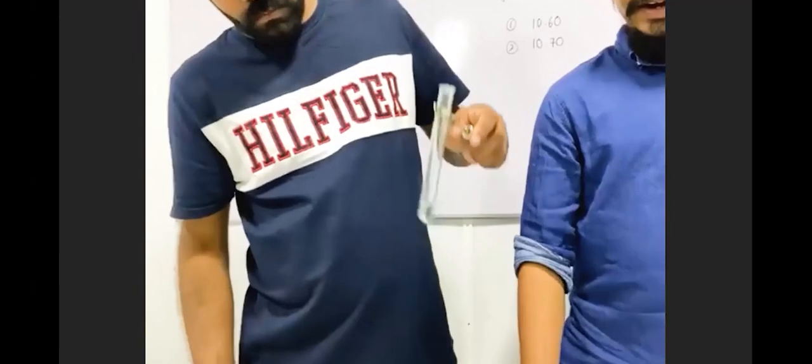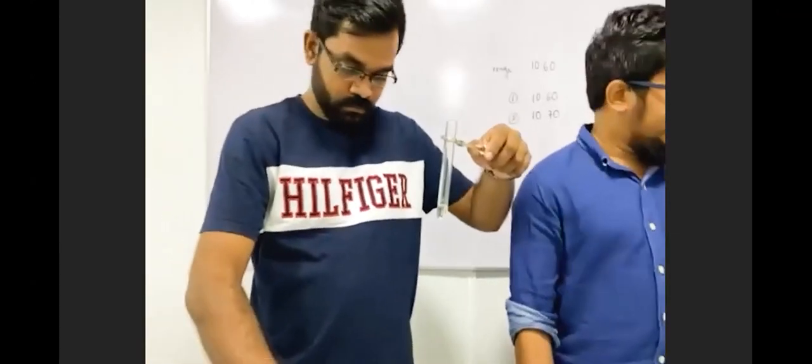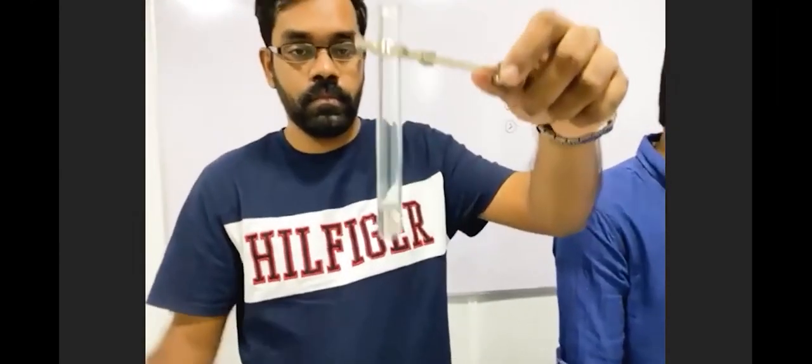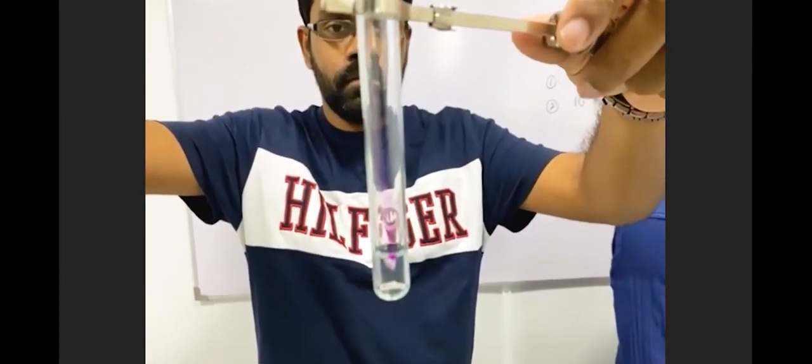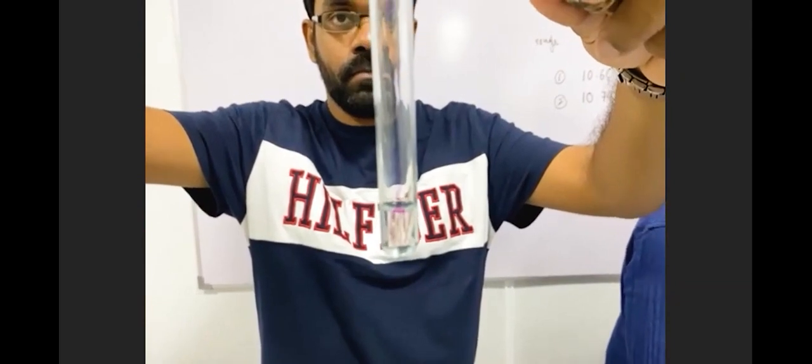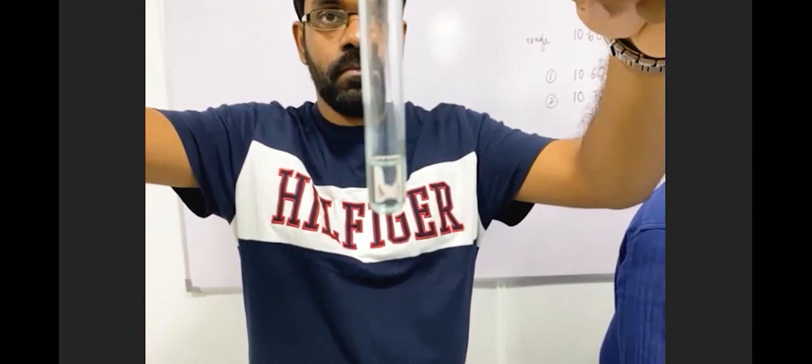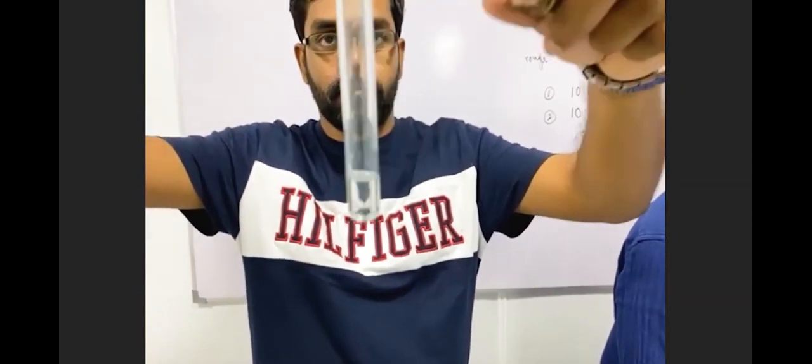For FA9, we're going to add KMnO4. So clearly, watch this. Can you see the color is disappearing as soon as we add KMnO4 into this? And you know what's going on there, right?